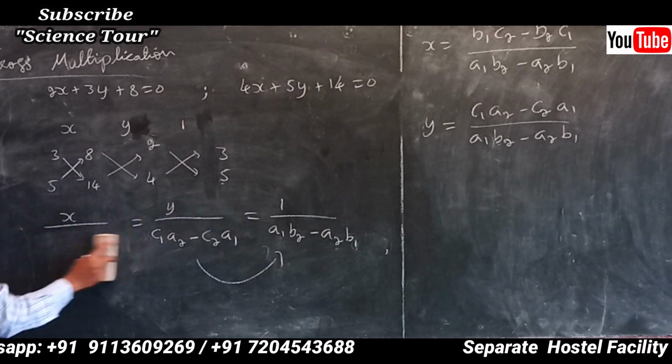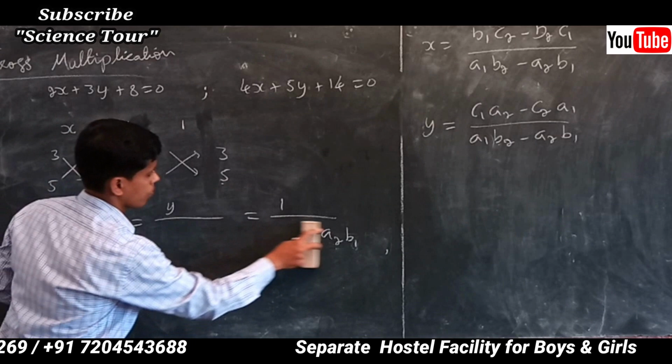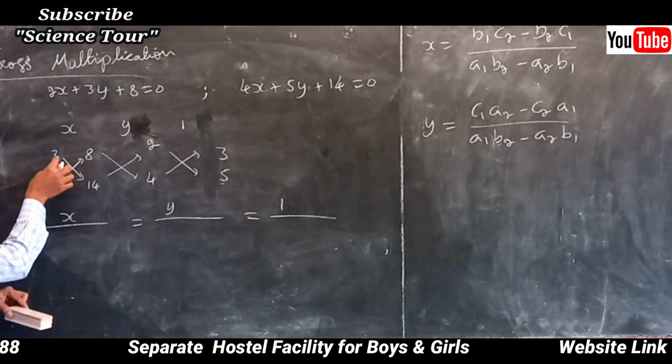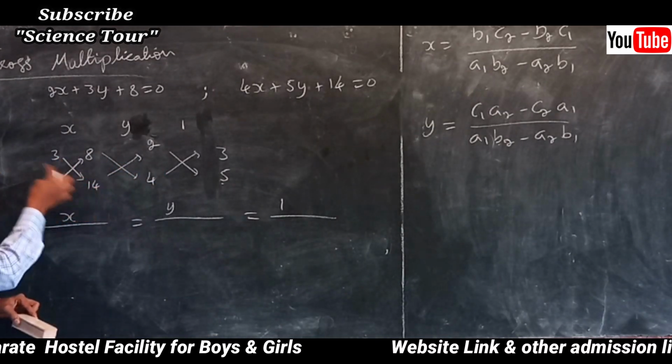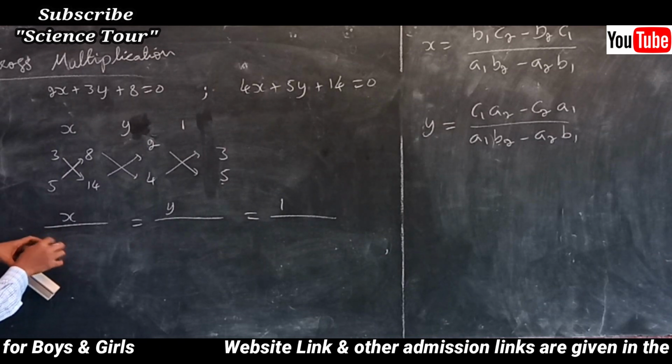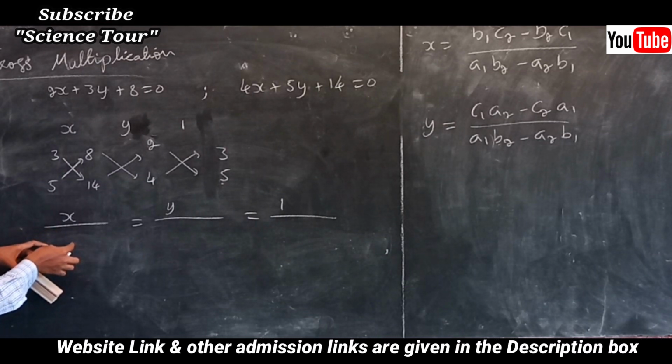Now, once you get this, either you can go for that directly or write this. What do you write here? 3 into 14, you can directly multiply and write, otherwise you can write 3 into 14. So how much is that?